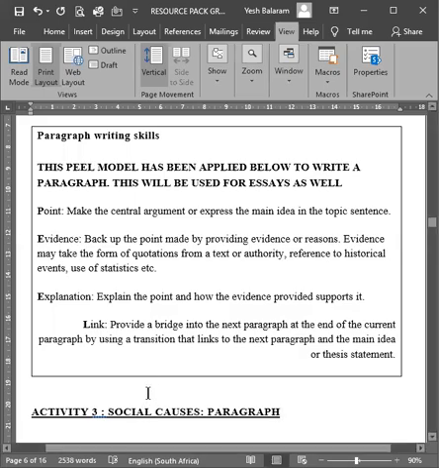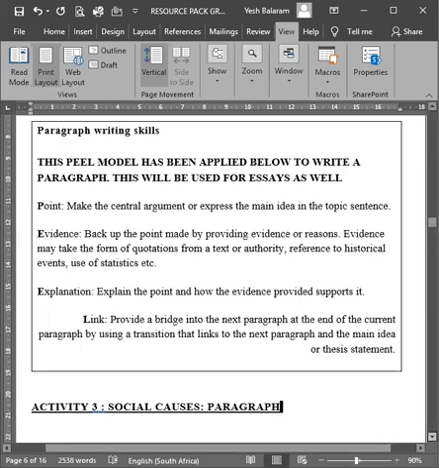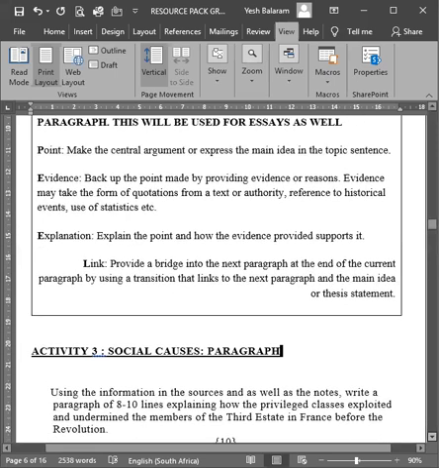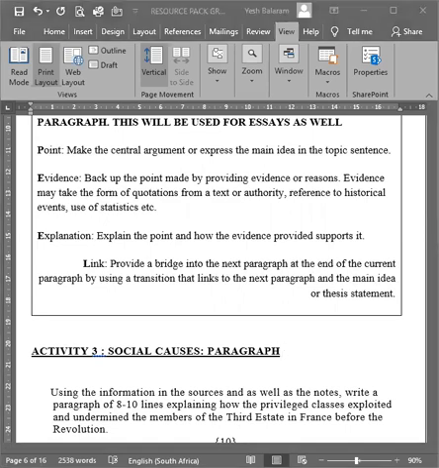This is part 2 of the paragraph writing. Now what I've done here is I put the question and the skill writing side by side with the content, so it makes it a little bit easier to work with. So we're going to be looking at the privileged classes exploiting and undermining the third estate. And here you will find the third estate listed, the middle class, working class, and peasants on the left-hand side.